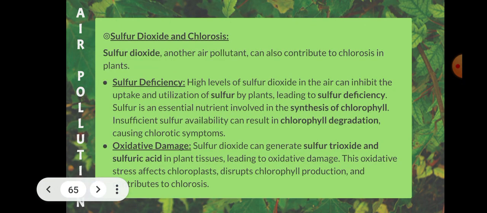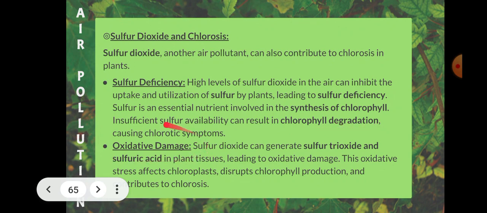Now I will be talking about the next pollutant, which is sulfur dioxide. Sulfur dioxide can also contribute to chlorosis in plants in the following ways. Sulfur deficiency. High levels of sulfur dioxide in the air can inhibit the uptake and utilization of sulfur by plants and lead to sulfur deficiency. Sulfur is a very essential nutrient which is involved in synthesis of chlorophyll, and insufficient sulfur availability can result in chlorophyll degradation and can cause chlorotic symptoms as a result.